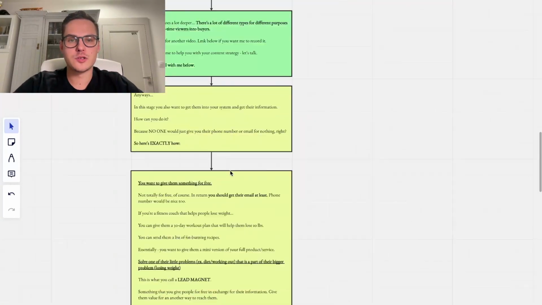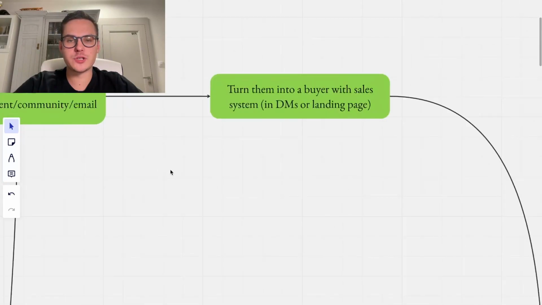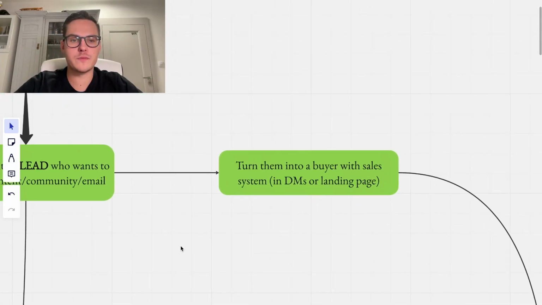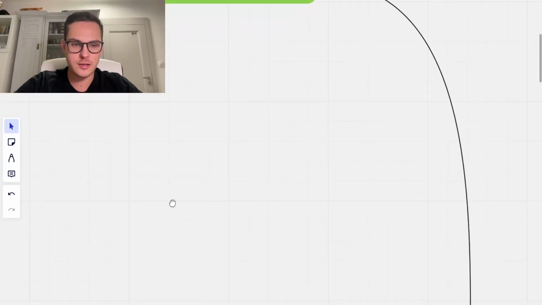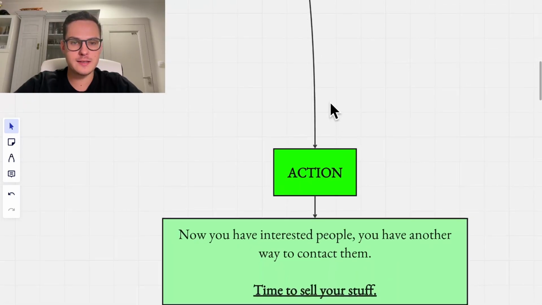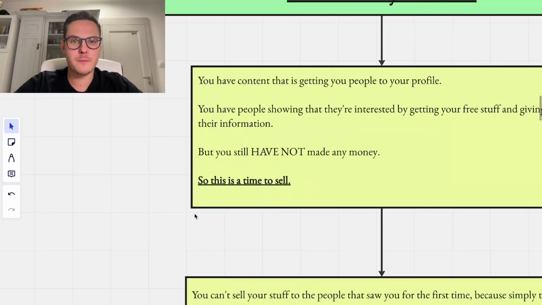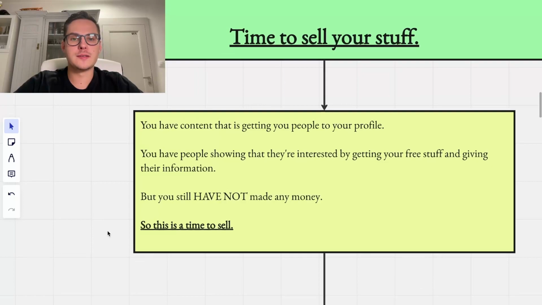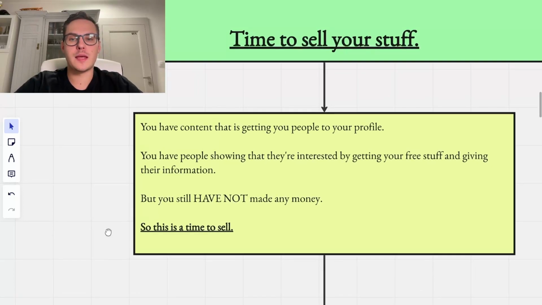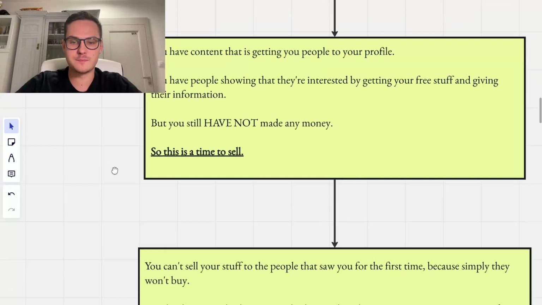Okay? So now, let's move into step number 3, which is turn them into a buyer with a sales system in DMs or a landing page. So now we are in the action stage, okay? Now you have interested people, you have another way to contact them, time to sell your stuff. You have content that is getting you new people to your profile, and you also have people showing that they're interested by getting your free stuff and giving their information, but you still have not made any money, so this is the time to sell.